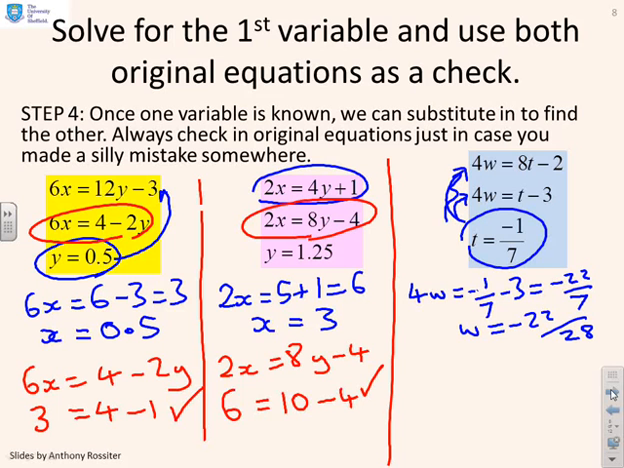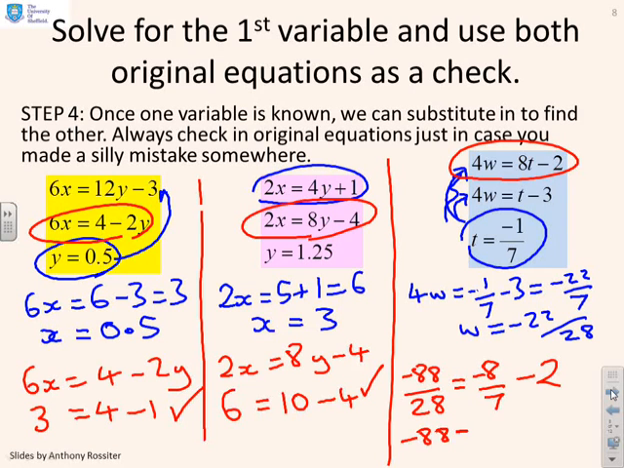It's only algebra. And now, what I do is put these two solutions in the top equation, the one I haven't used, to see does it indeed work. So 4w is going to be minus 88 over 28, and then we've got 8t, which is minus 8 over 7, and then minus 2. Does this match? Well, the thing to do is to multiply through by 28 and then check. So I get minus 88 equals minus 32 minus 56. And you'll see indeed it checks.